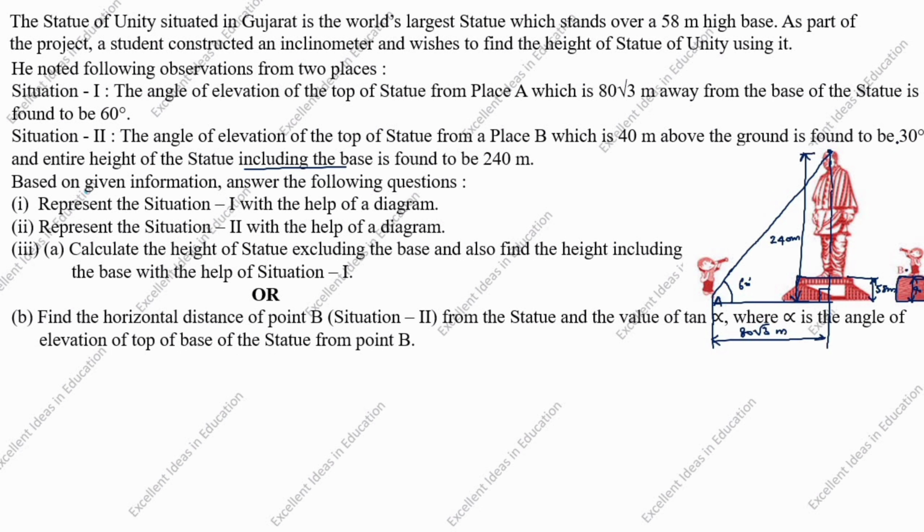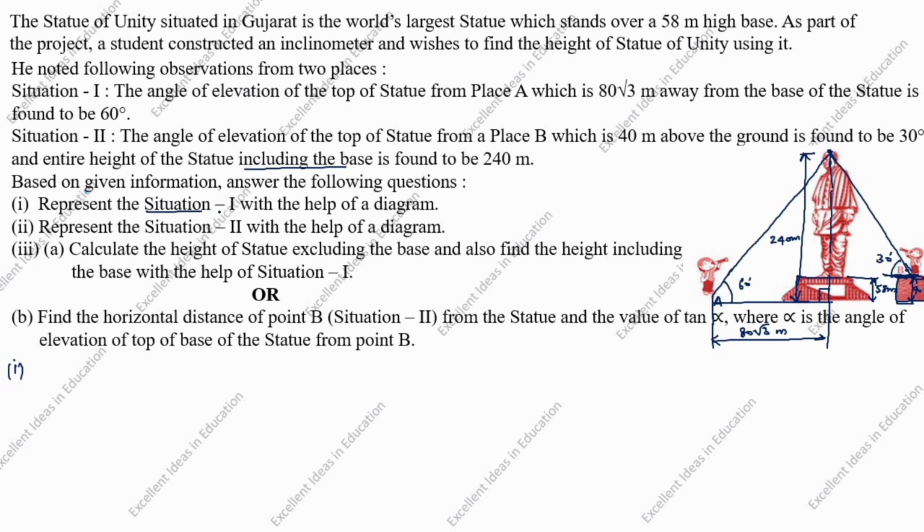The angle above the ground is found to be 30 degrees. So above the ground means here. From here to here the angle of elevation is given as 30 degree. From here to here, not ground. Based on the given information, answer the following questions. First question, what they asked: represent the situation 1 with the help of a diagram.